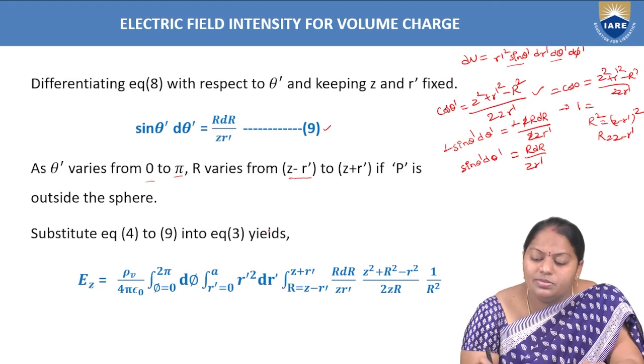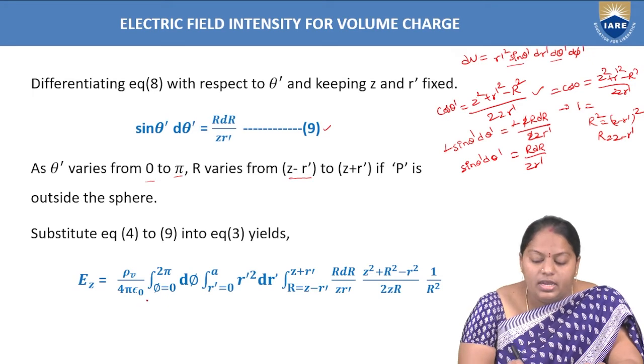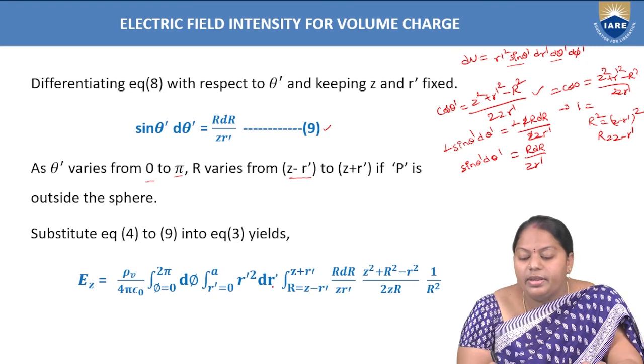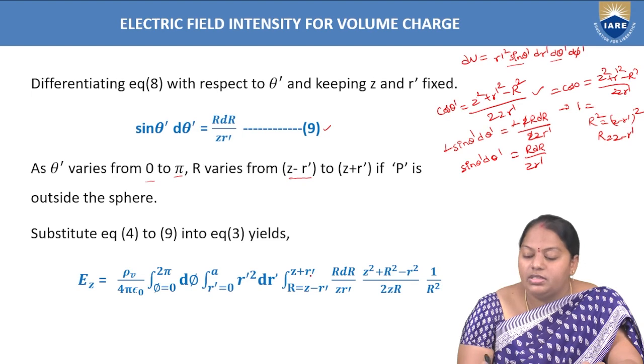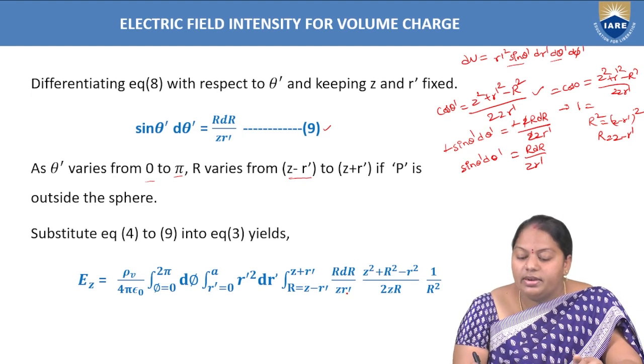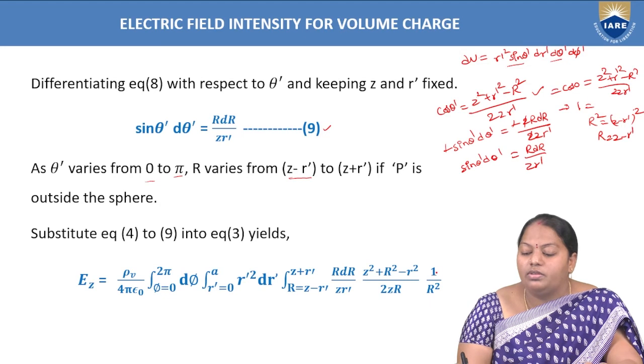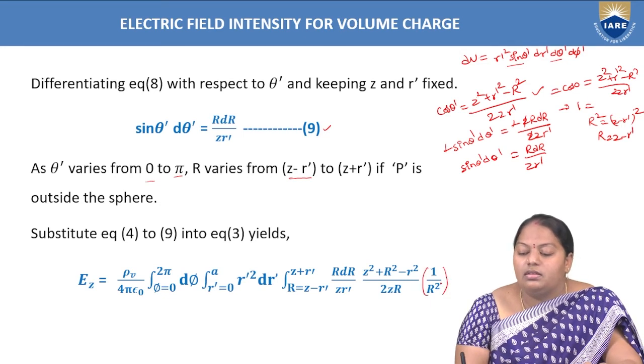Hence, by substituting all that in Ez, we get rho v by 4 pi epsilon naught, integral phi equal to 0 to 2 pi d phi, then r dash equal to 0 to a, r dash square dr dash, then capital R equal to z minus r dash to z plus r dash, R dR by z r dash, into cos alpha. This is the formula, z square plus r square minus r dash square by 2zr, into 1 by r square. In the formula itself, we have this extra term called 1 by r square.